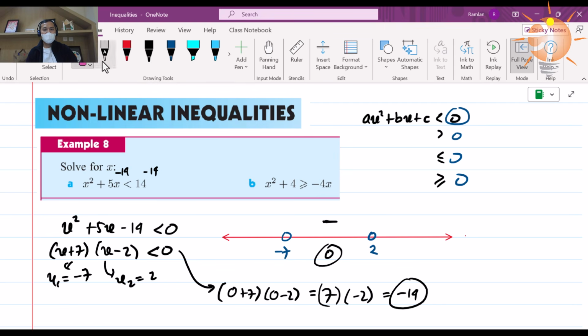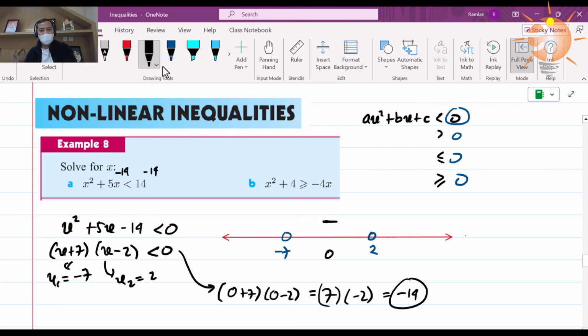So whatever number you put between the negative 7 and 2, you'll always get a negative number. For example, 1, maybe negative 1, negative 2. You can try it by yourself. If you put that in here, you'll always get a negative number. Okay, so that's the first one.